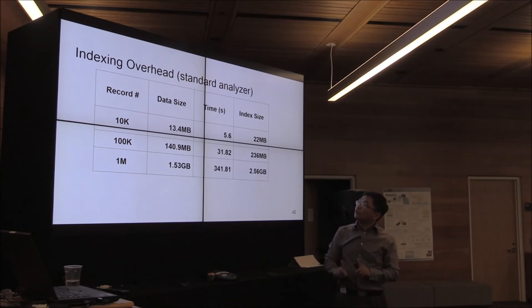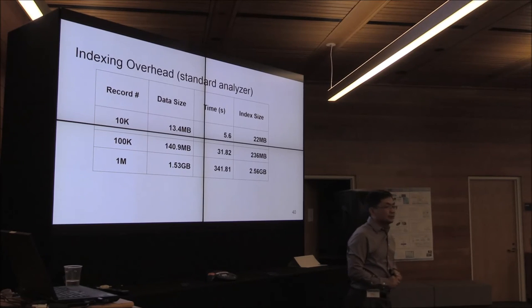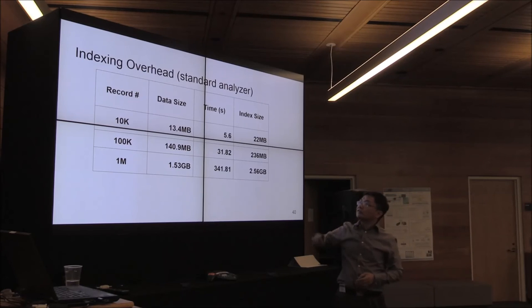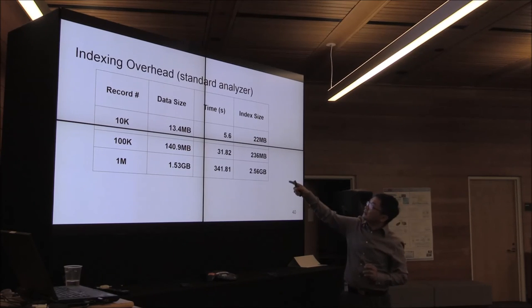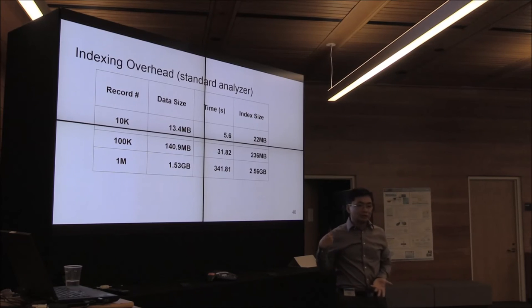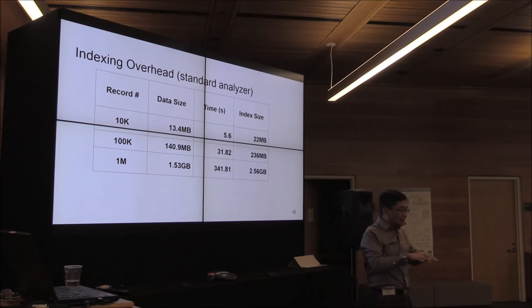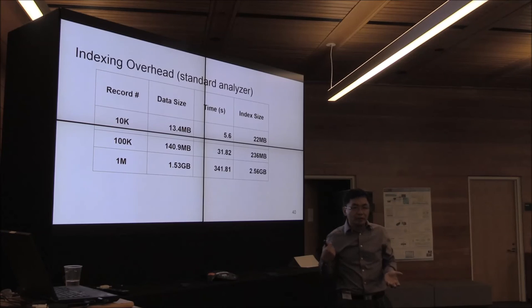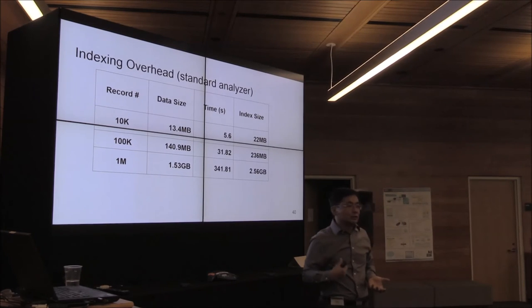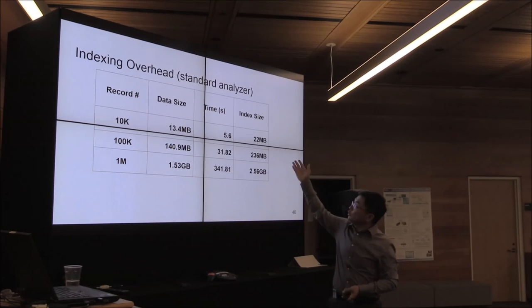Here we care about two things. One is the time to build the index. The other one is the index size itself. And we try the different sizes. And the time, you can see it grows linearly. This is the behavior of the machine. It's not our credit. We just want to see how this machine engine works on these kinds of operations. So the whole thing grows linearly.